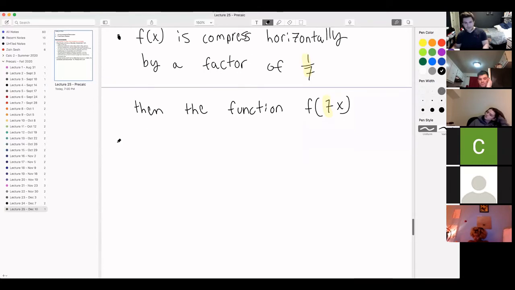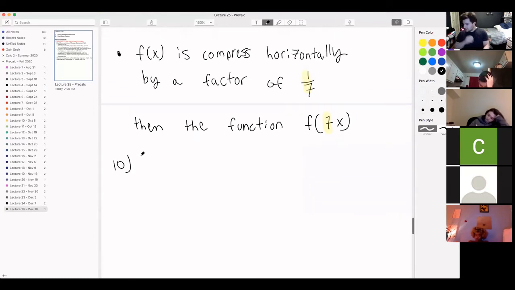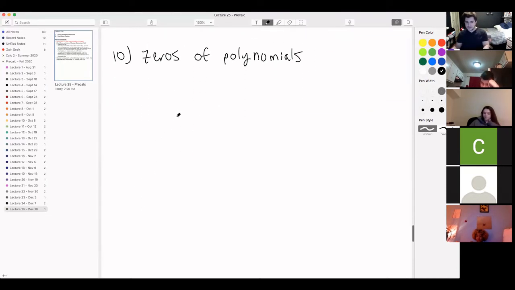So here is one of my favorite topics of the semester. This was zeros of polynomials. So this was really nice. So this was like when we did the rational root theorem, polynomial long division, synthetic division, and all that. So here's what you need to know for the test, pretty much.